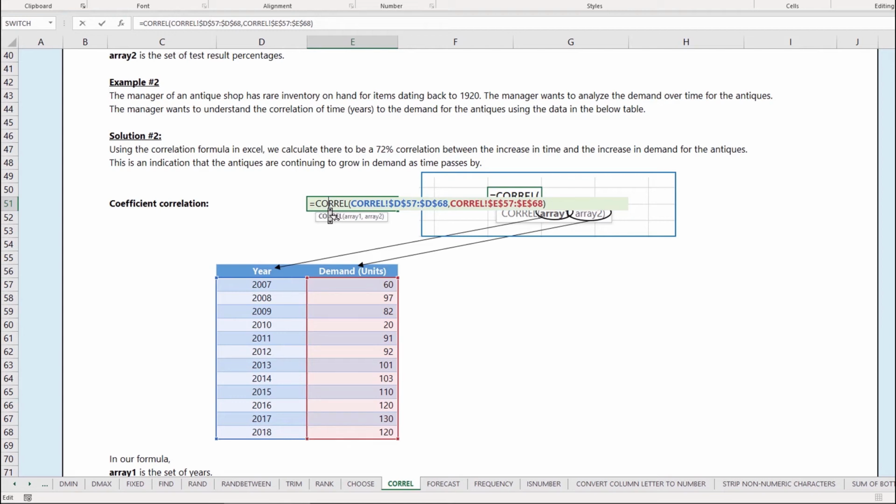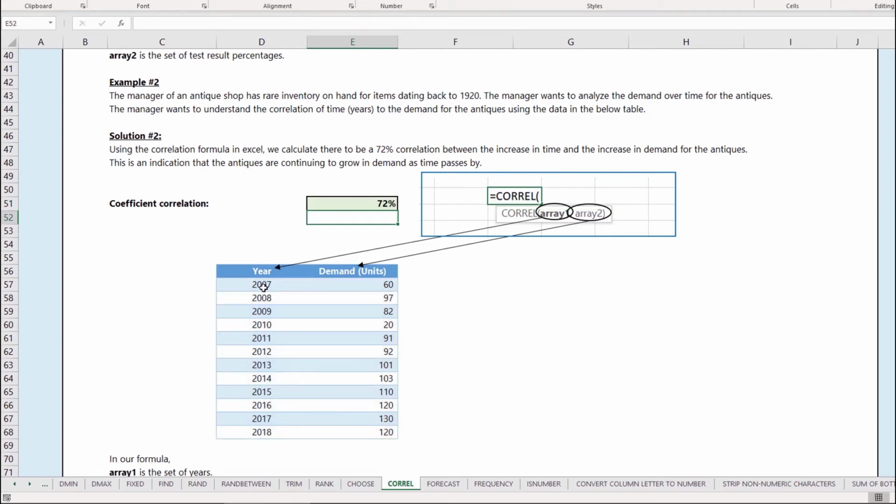When we press enter, we can see that the coefficient correlation is relatively strong at 72%, but it's not 100%, or pretty close to 100% as it was in our mathematics analysis for the students in the previous example. As we can see in the data table, we've got years 2007 through 2018, the demand of units by year. And as we can see, the demand for the antique has increased over time. In 2007, the demand for the antique was only 60 units, and the demand by 2018 for the unit is 120.